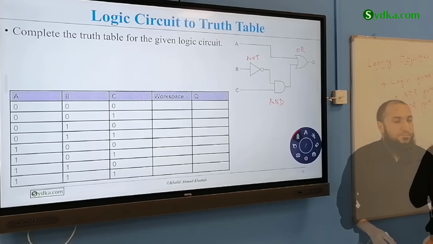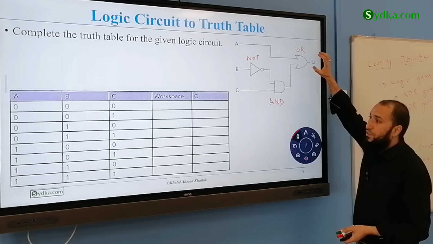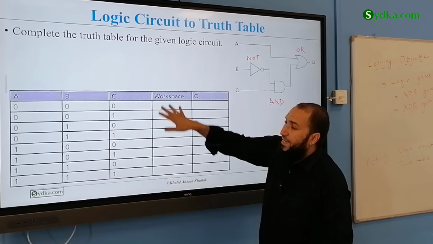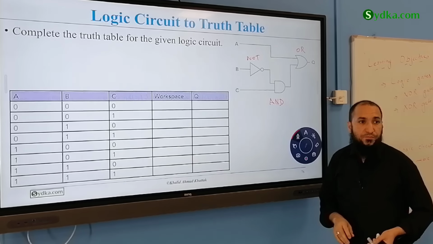OR gate, okay? Because the Q is the final output. This is what we're going to find out. And inside this working place, this is where we are going to do these different calculations.